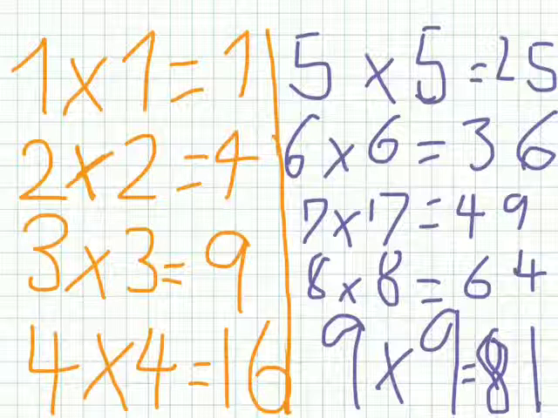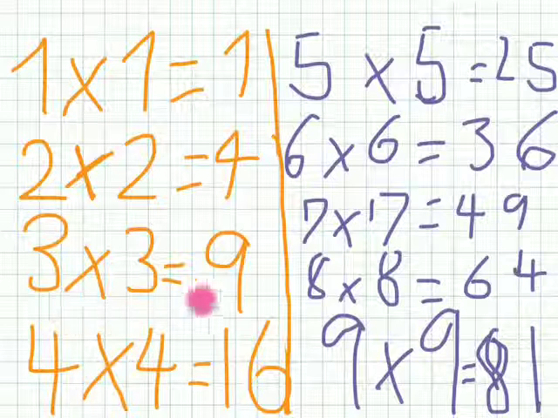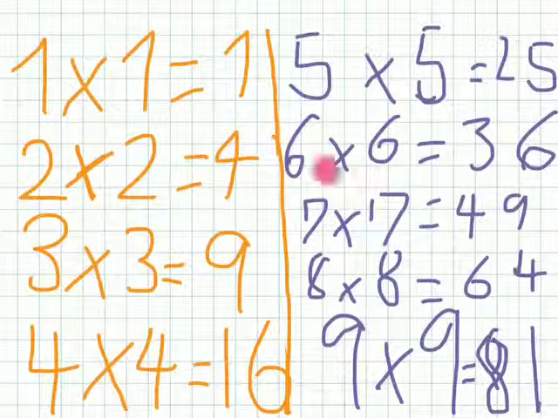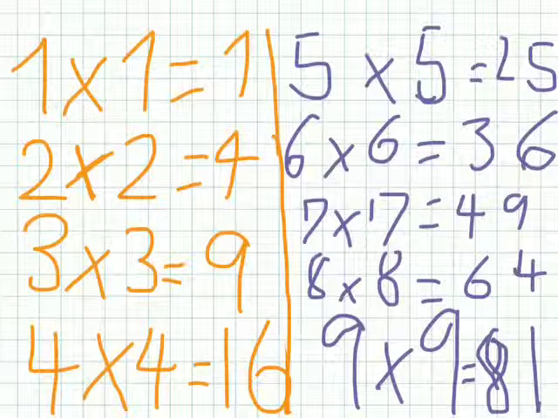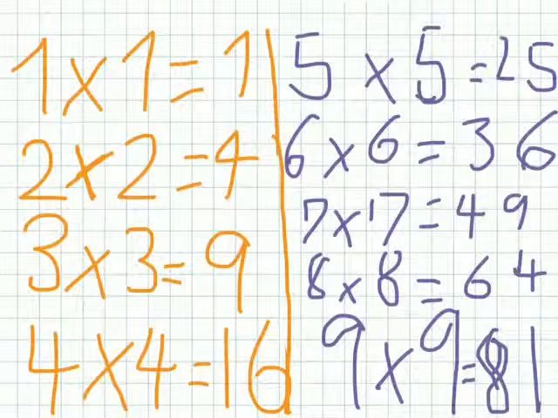So let's go ahead and start reading these. 1 times 1 equals 1, 2 times 2 is 4, 3 times 3 is 9, 4 times 4 is 16, 5 times 5 is 25, 6 times 6 is 36, 7 times 7 equals 49, 8 times 8 equals 64, and 9 times 9 is 81. So you might have to remember these because we might use them later. So let's go ahead and start learning.